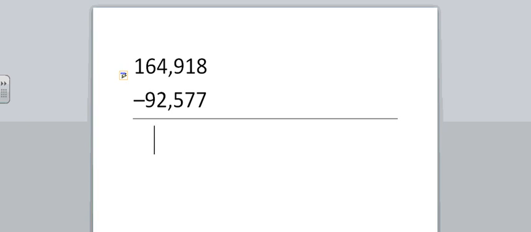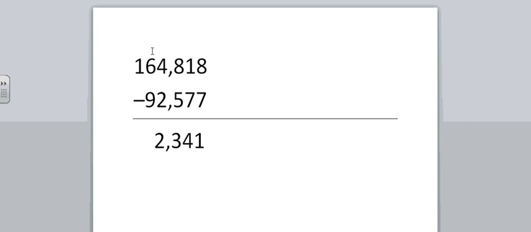All right, 8 minus 7 is 1. 1 minus 7 I cannot do. My 1 has to turn into an 11. So I'm thinking of 11 minus 7 is 4. Then I had to borrow from my 9, so this becomes an 8. 8 minus 5 is 3. 4 minus 2 is 2.